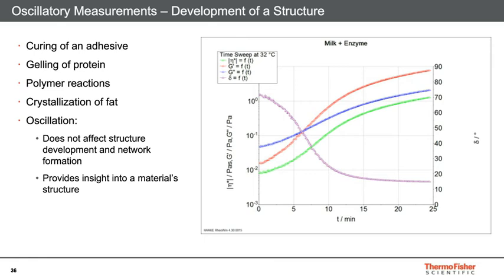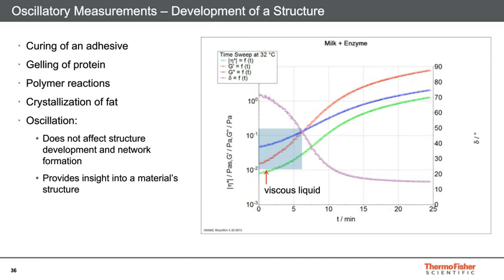So our viscous response, or our liquid type portion, here is depicted in blue, and then our elastic response is here in red. So initially, our milk, which is a flowable liquid with just the early introduction of the enzyme, is a flowable viscous liquid. Okay, so our viscous response is greater than our elastic response.